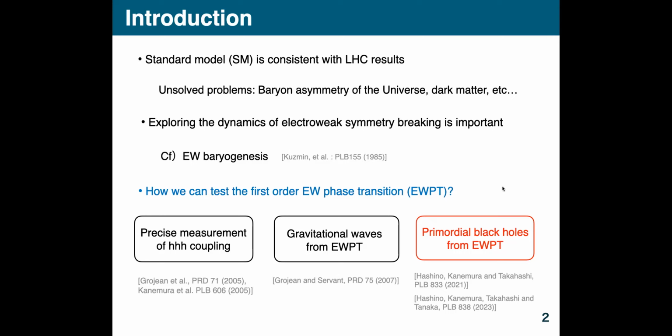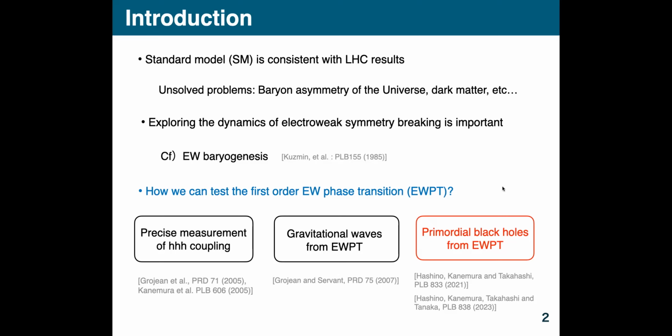For example, electroweak baryogenesis is a promising scenario to explain the baryon asymmetry. This mechanism requires a strong first order electroweak phase transition. Later, I will explain what electroweak baryogenesis is. So we have a naive question: how can we test the first order electroweak phase transition?